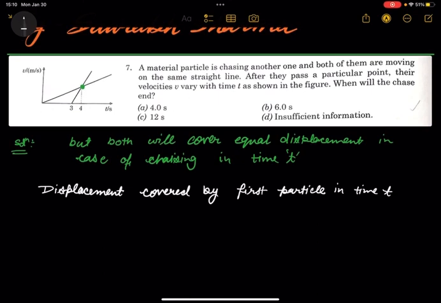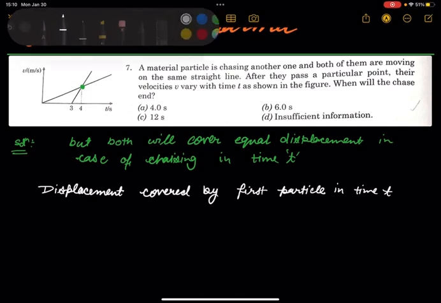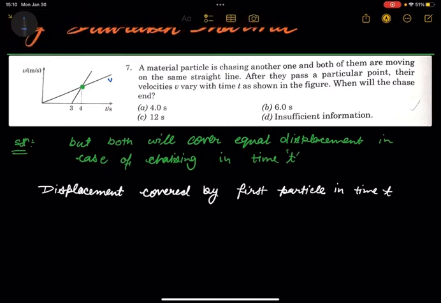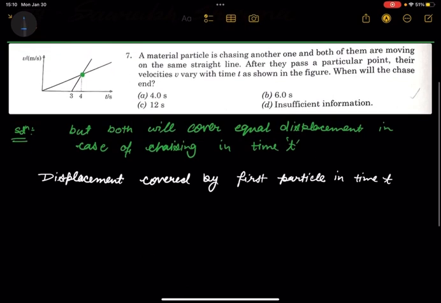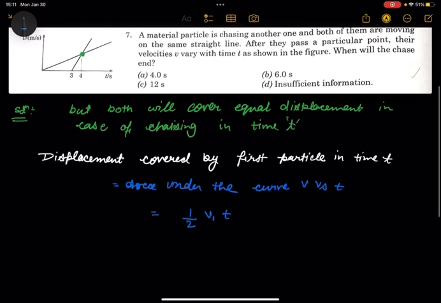So let's assume this is moving with the speed of v1 and this is moving with the speed of v2. So at this point we can write very simply, it is nothing but this area under the curve of v versus time. So it is half of v1 into t. This is the first way.